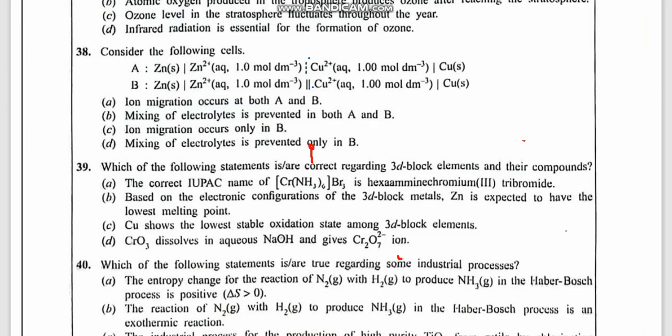Yes, in both, ion migration will take place. B, mixing of electrolytes prevented in both A and B. Yes, that's why you are using a membrane or a salt bridge to prevent the mixing of electrolytes. So B is also correct. C, ion migration only in B, no. Mixing of electrolytes only in B, no. A and B only are correct. The first one is the answer for this.